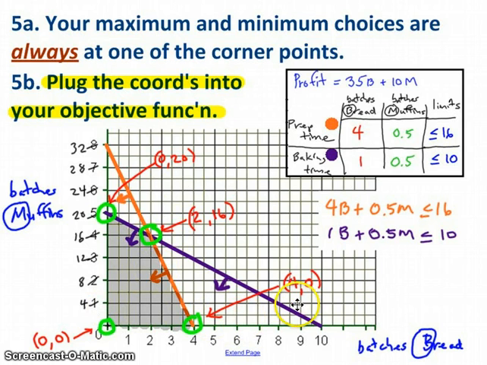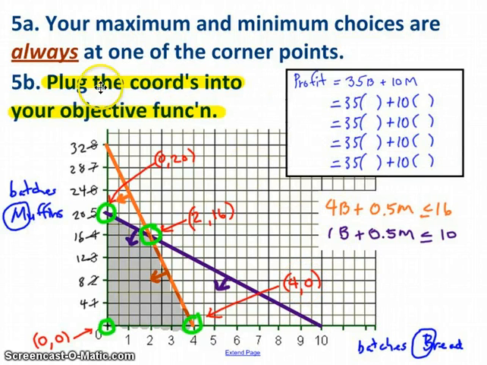And similarly down here, 4 batches of bread and 0 batches of muffins. So I simply plug those coordinates, as this says, into my objective function. I rewrite this objective function 4 times with space for the 4 sets of coordinates, plug those values in, and simply calculate what's 35 times 0, that's 0, plus 10 times 20 is 200.